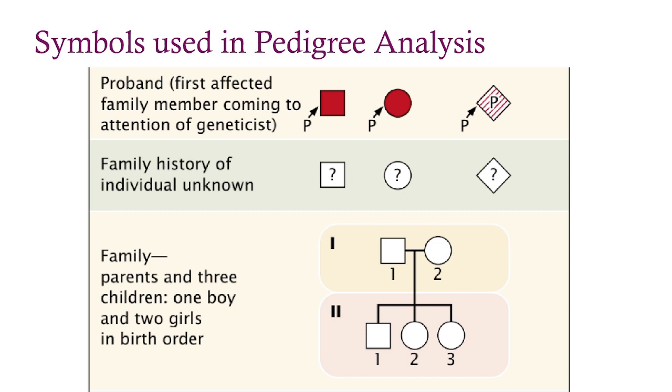Proband, the first person who is affected in the family, is shown with a capital P and a forward arrow towards the affected symbol. If the family history of a person is not known, then a question mark is written in the symbol. And if you want to show a family, for example, here what is shown is a family where two generations are shown. Generations are always written in Roman numerals like I, II, III, IV, likewise, and the individuals in a generation are shown according to their age. The older ones will be on the left hand side and younger ones on the right hand side.